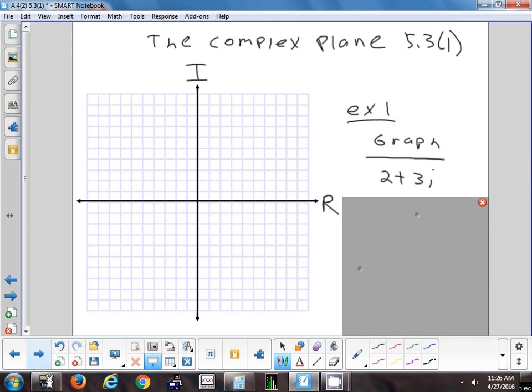The only thing you do is you don't call the horizontal axis the x-axis. You call it the real axis. Okay, so the real axis is horizontal. Your imaginary axis is vertical. As you head to the right, that's positive. If you head left, that's negative. On the imaginary axis, down is negative, up is positive. So let me show you how you'd graph the point 2 plus 3i.